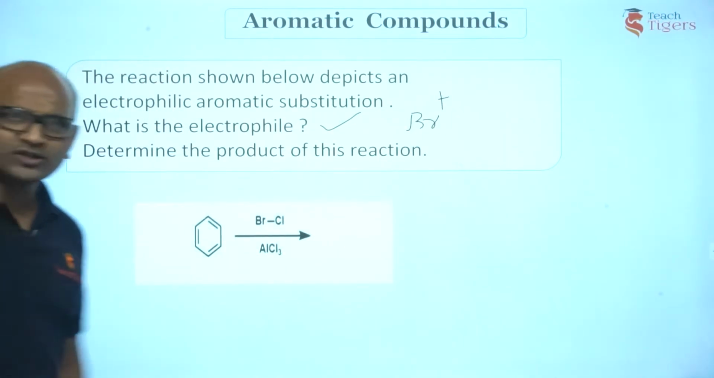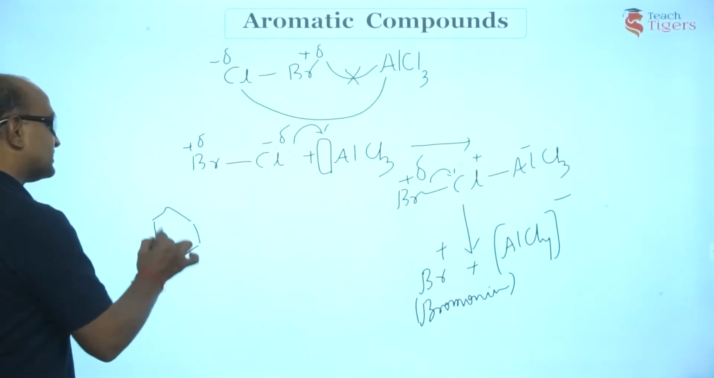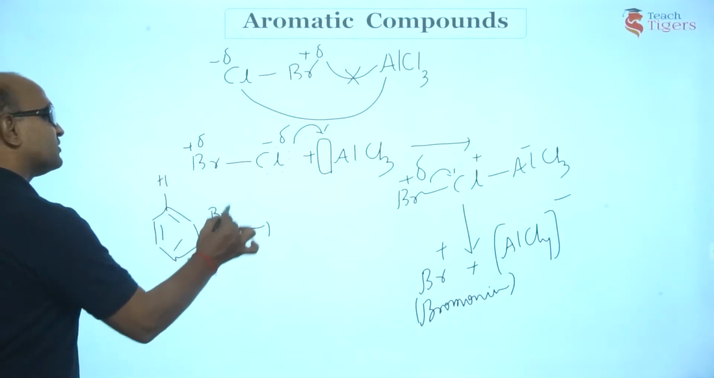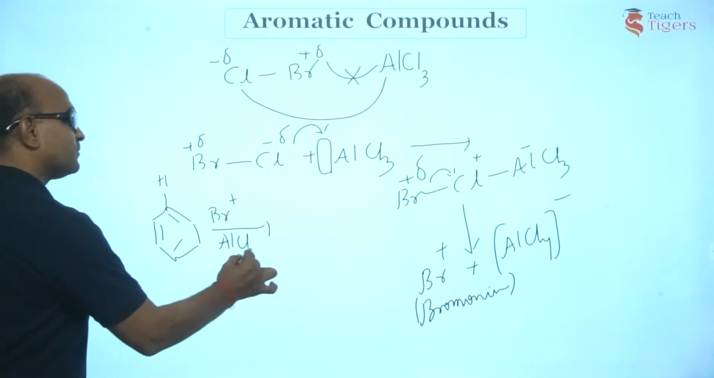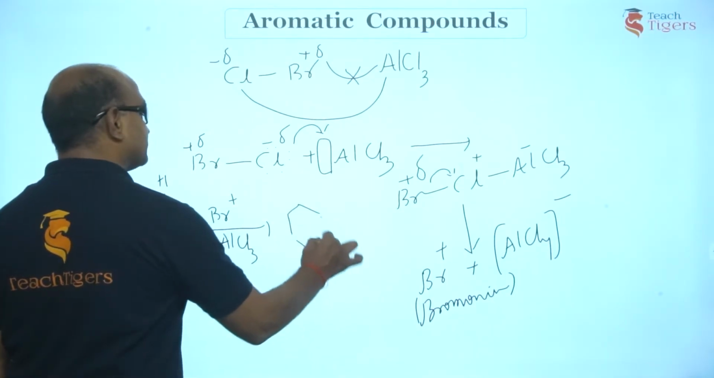So determine the product of this reaction. So obviously, what would happen, guys? When this is hydrogen, when you attack this with bromine in the presence of AlCl3, after step 2 and step 3, you would be getting this.